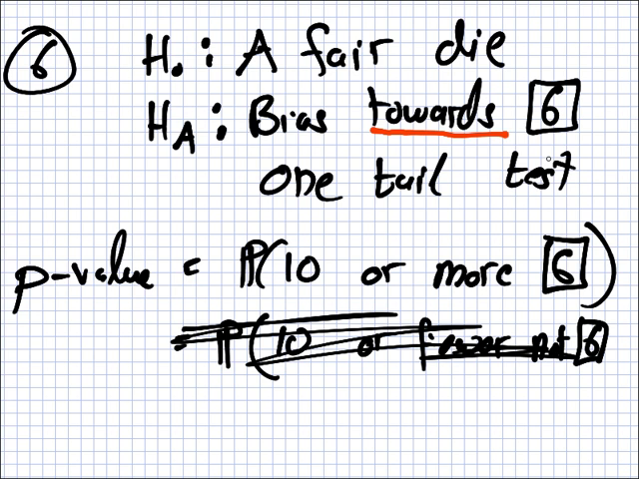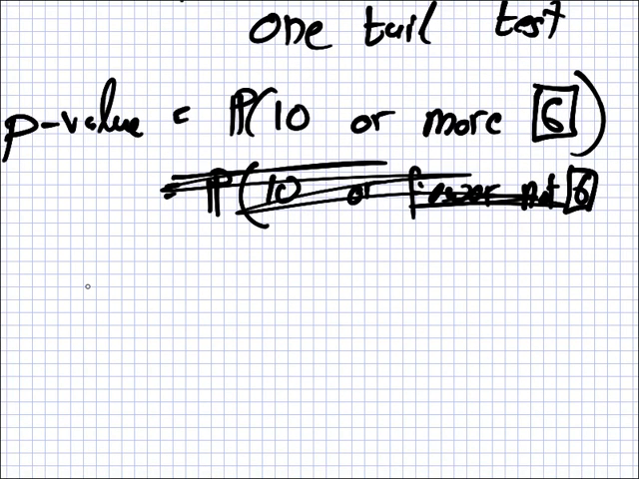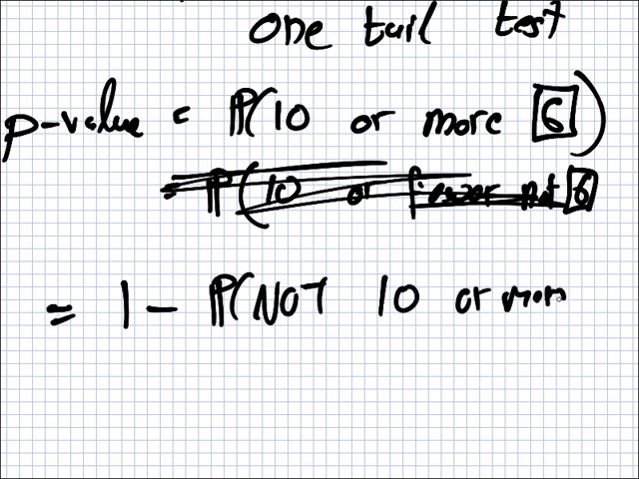What's the problem with this statement? This is fine. What's the problem with this? The or more part, isn't it? That's what I should have fixed. I was trying to fix something that wasn't broken. So how do I change this now into or fewer? I could use the not trick, couldn't I? 1 minus the probability of not 10 or more 6s. And what's the meaning of not 10 or more?